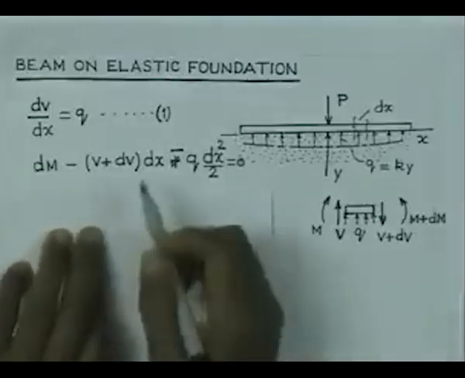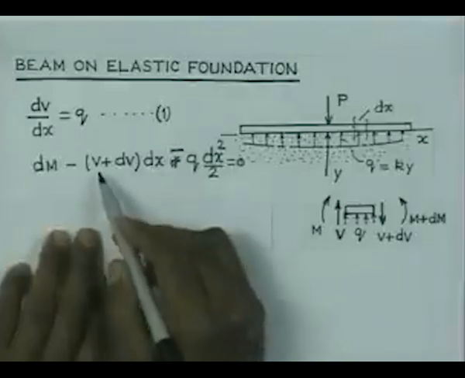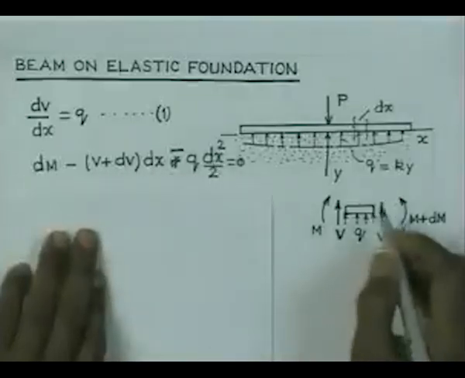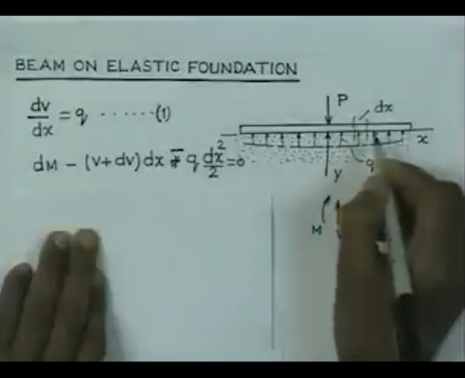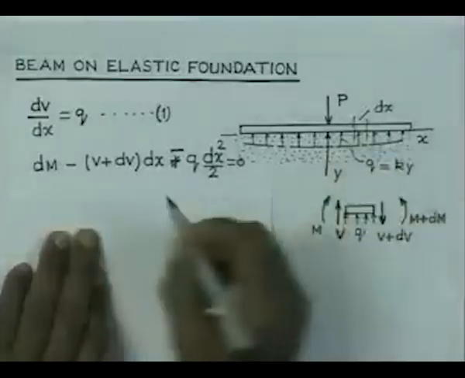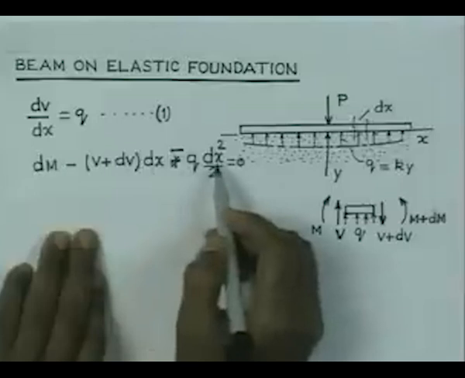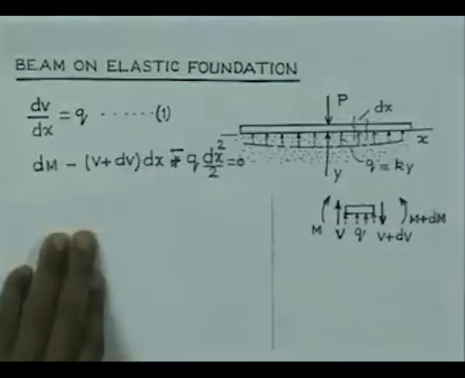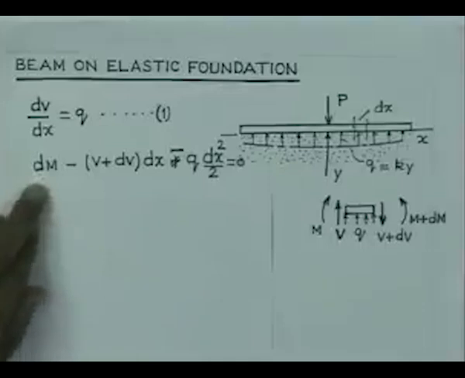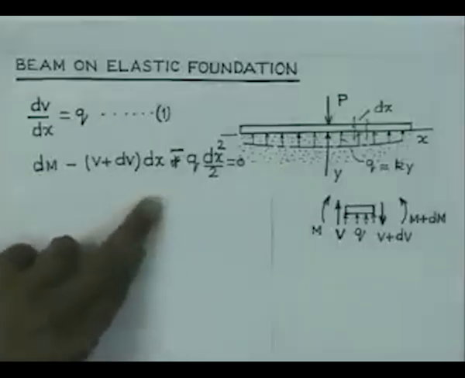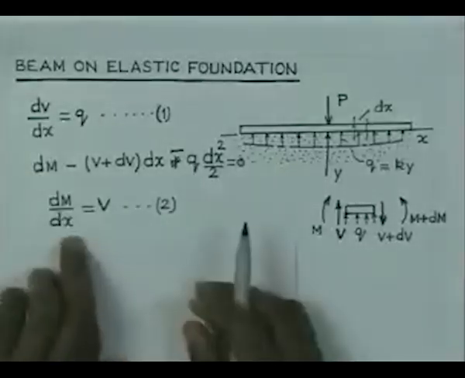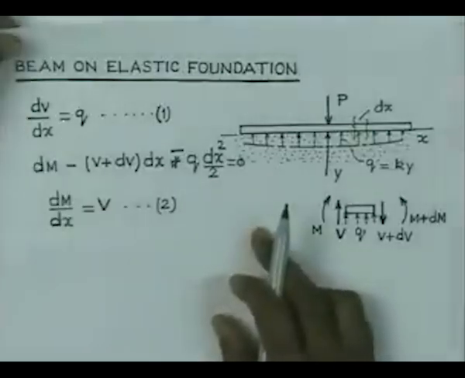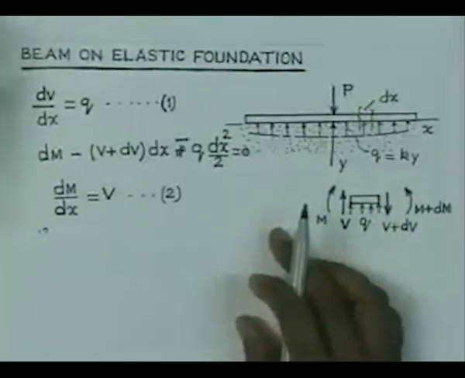Now, herein we have V into dx, dV into dx and dx squared by 2. When you think of this dx shrinking to 0, then we will have no contribution from dx squared by 2, we can forget it, and dV into dx is also a product of two small quantities, so we can forget that too. Therefore, what we will have is dM equal to V into dx, and therefore, dM/dx equal to V. So, that is another relationship that you have already seen in your first course.